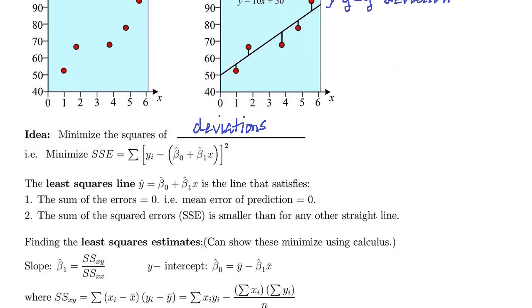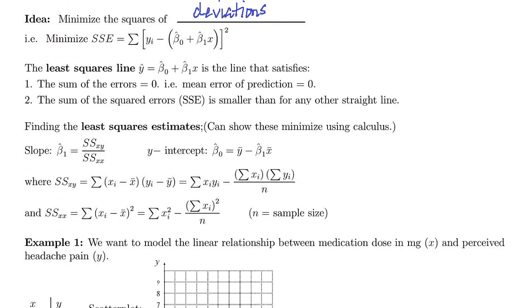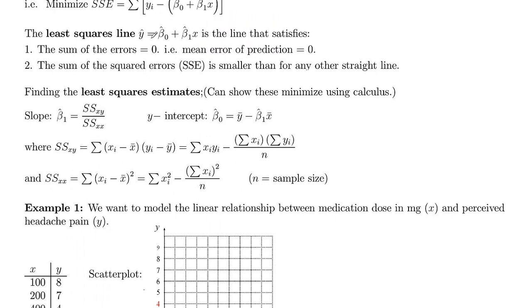So in doing that, then our least squares line, which we're denoting as y hat is beta 0 hat plus beta 1 hat x, is going to be the line that satisfies, number one, the sum of those vertical errors is equal to 0. So the mean error in prediction should be 0. And then the sum of squares of error, that SSE, is smaller than for any other line, which is just saying that we minimized that sum of squares of deviations.